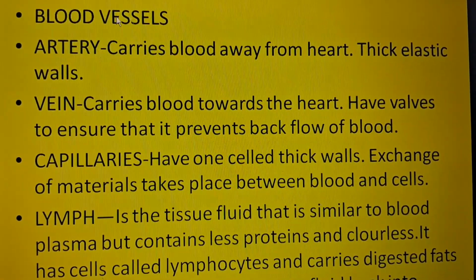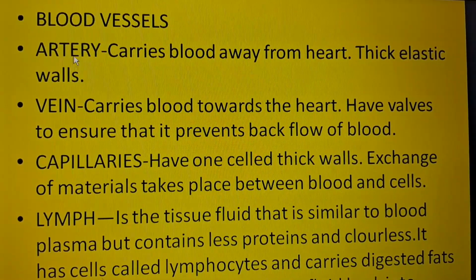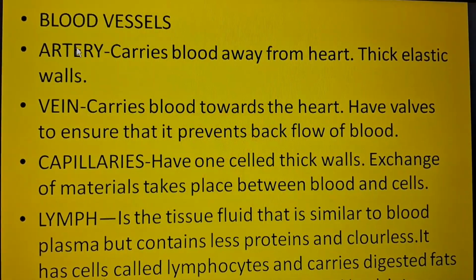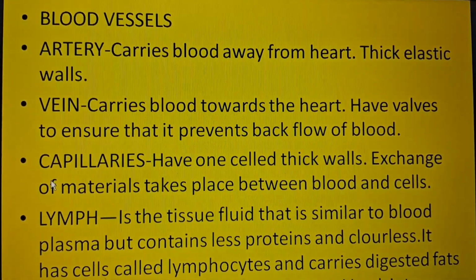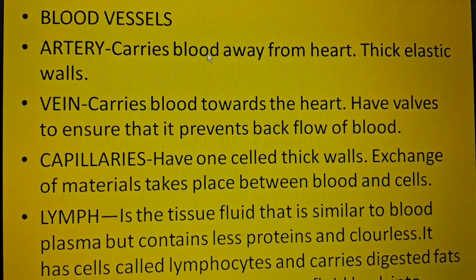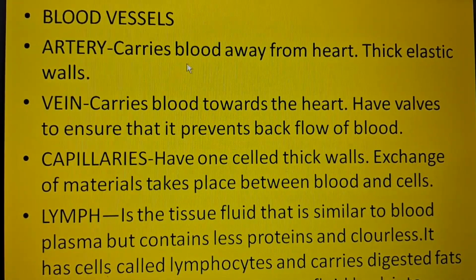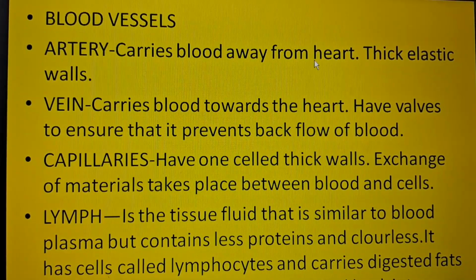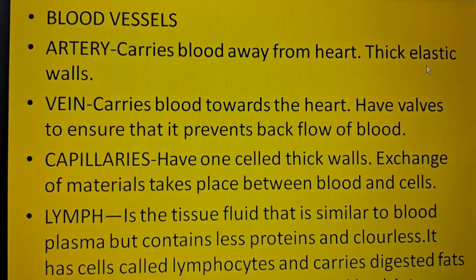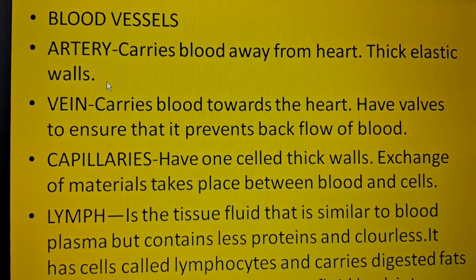Blood vessels. Which are the blood vessels in the heart or throughout the body? We have three blood vessels: artery, vein, capillaries. Now what is an artery? It carries blood away from the heart. So this is a blood vessel which carries blood away from the heart. Its walls are very thick. They have thick elastic walls.